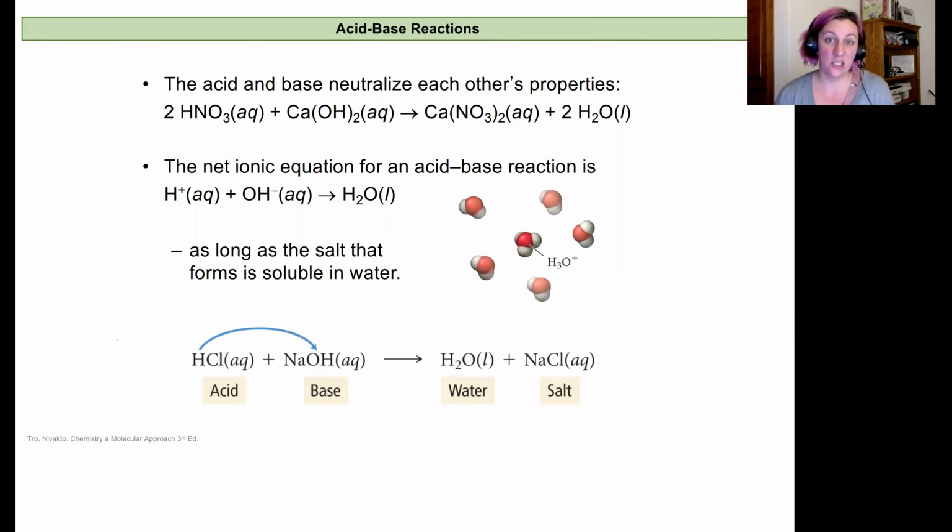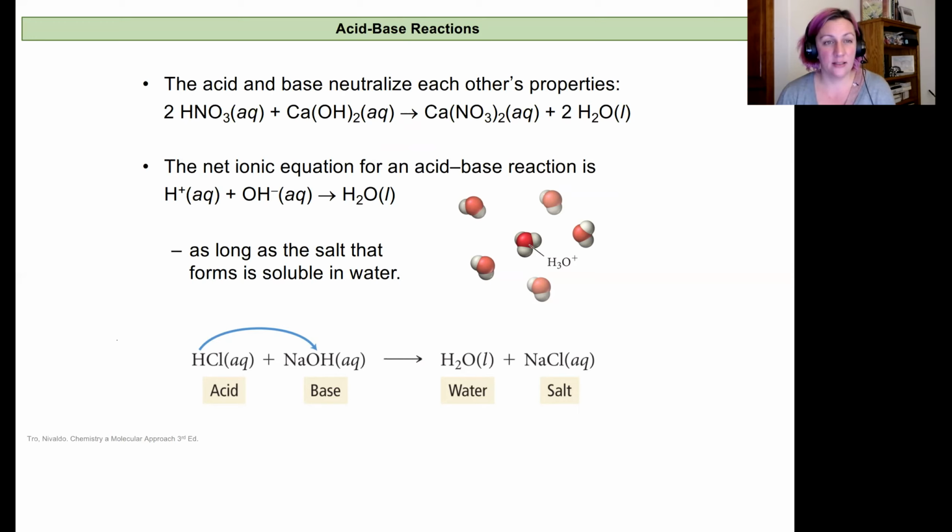So what happens in these neutralization reactions? Well, when we have an acid and a base together, they are going to neutralize the acidic and basic properties that these have. The acidic property is the ability to produce these cation protons, these H plus ions. And the base's property is being able to accept those protons and form water with it if it's hydroxide that's accepting it.